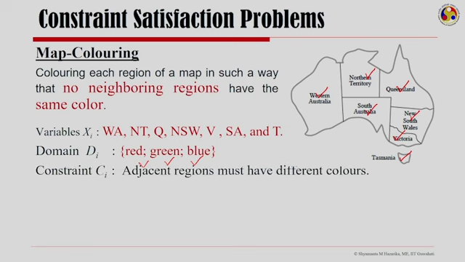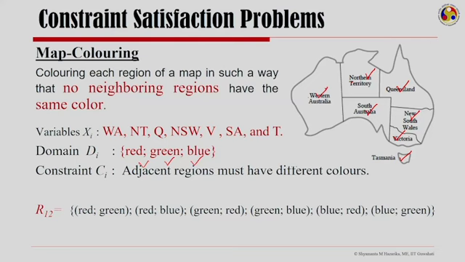Now, if we look at what is the constraint for this problem, the constraint for this problem is that any 2 adjacent regions must have different colors. So, if you look at the first 2, let us say this is 1 and this is 2, the possibilities could be that I could have red green or red blue or green red or green blue, blue red or blue green.